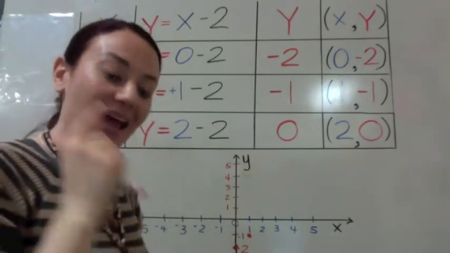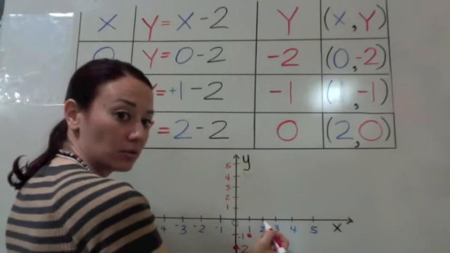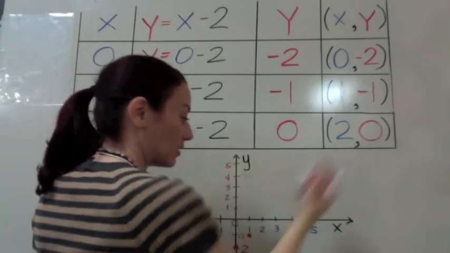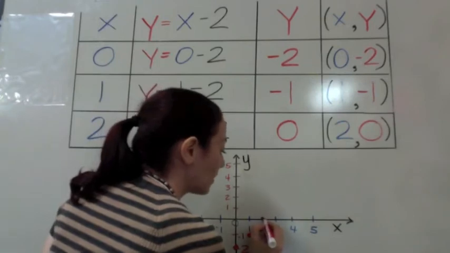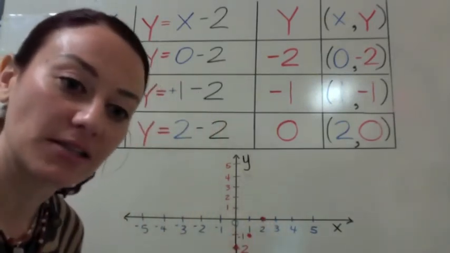Now, we've got to make sure we know how to graph 2, 0, right? So we're going to start at x. Where are we going to start? At 2. Are we going to go up now? Remember, the x-axis is where y is 0. So this is right on the x-axis where y is 0, but x is 2.